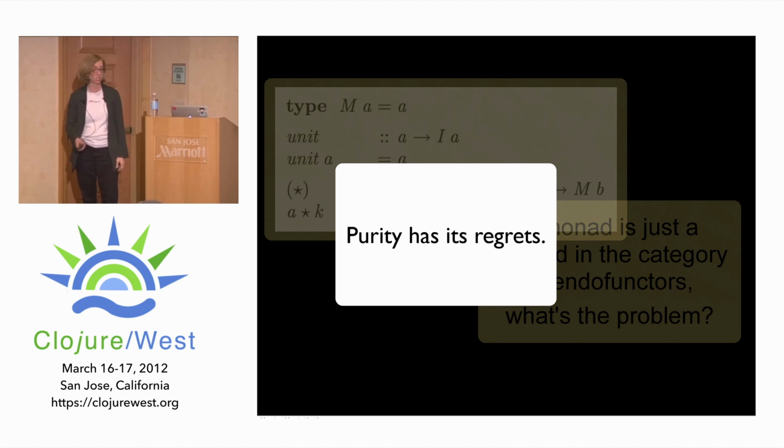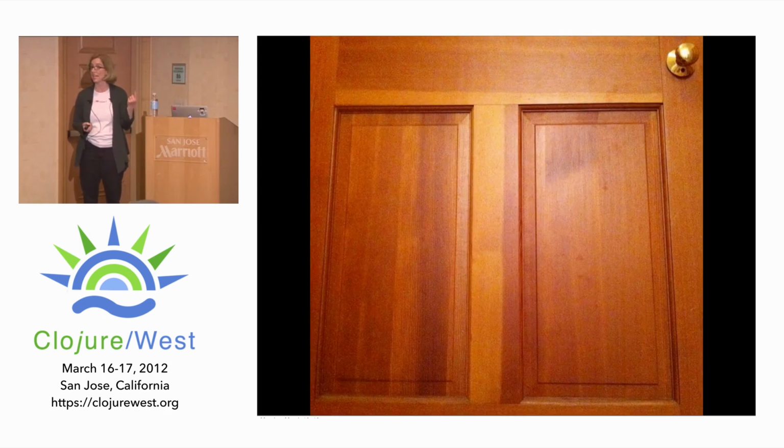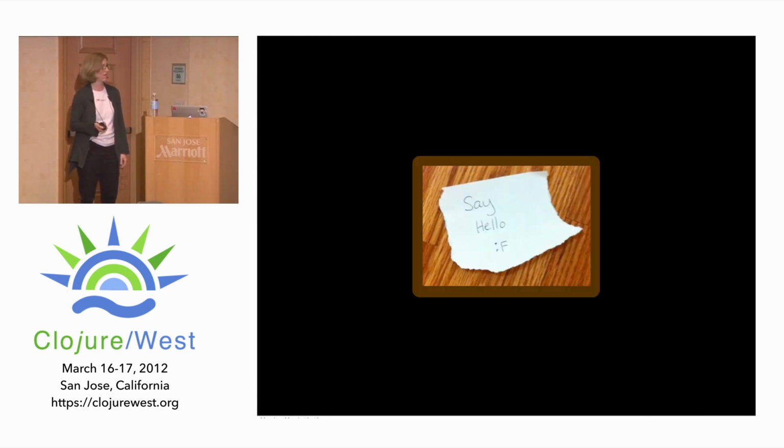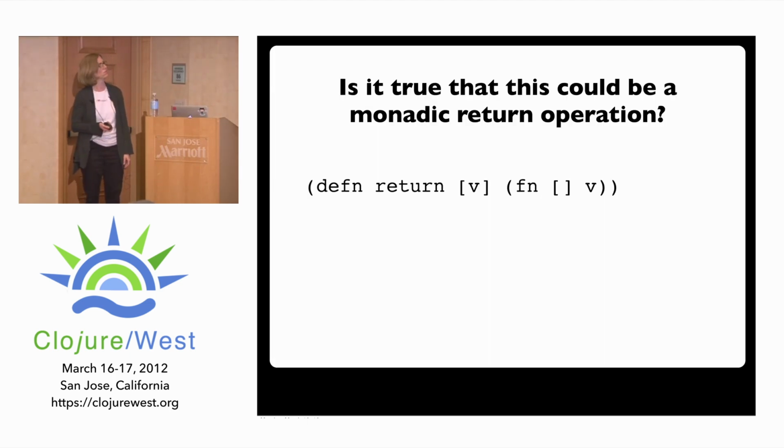So she fell until she landed quite softly, nicely, into a room that just had a really big door. There was no way that she could reach the handle of this door. There was nothing in it, no tables, no chairs, nothing. She had no clue what to do next. In fact, the only thing that could give her a shred of hope was a little piece of paper that said, "Say hello" on it. So she tried it. She looked at the door and said, "Hello." And the door answered her back, but with a question. Is it true that this could be a monadic return operation?